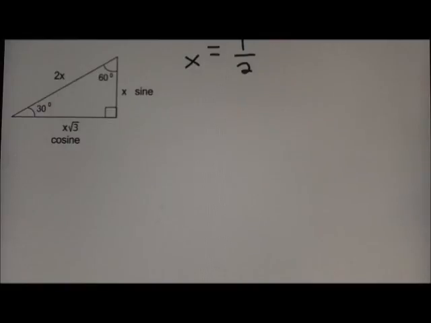Now that we have x equals 1/2, we can solve for sine, which is represented by x on this leg. On the diagram, the leg shows x, so we would plug 1/2 into x, and so sine would equal 1/2.